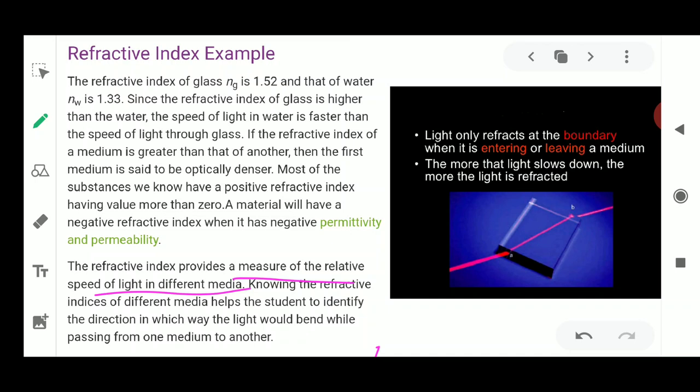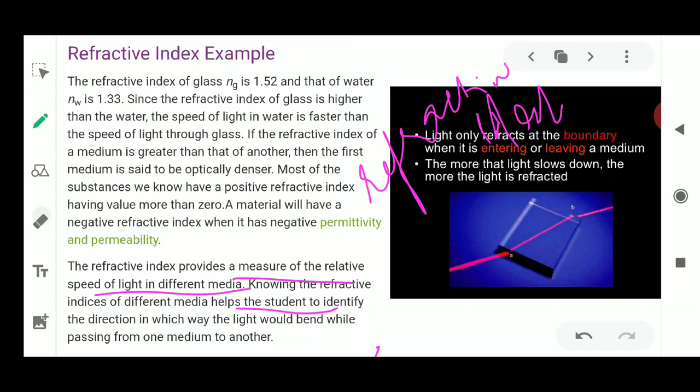Next, the refractive index also provides a measure of the relative speeds of light in different media. Now we know that the refractive indices of the different media help the student to identify the direction in which the light would be bent while passing from one medium to another medium. As we know, whenever the light is refracting, it is because of the presence of this refractive index.